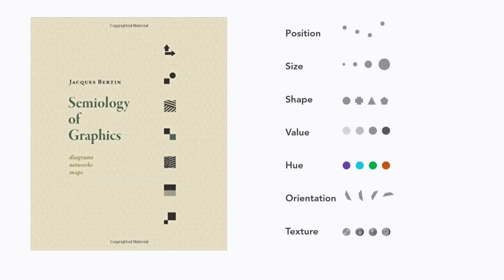In 1967, a French cartographer named Jacques Bertin published what has now become a fundamental reference in data visualization, titled Semiology of Graphics. And in this book, he describes visual variables and how they can be used to communicate effectively. More work has been done on this since, but these visual variables are still the foundation of most data visualizations. So we have position, size, shape, value, hue, orientation, and texture.